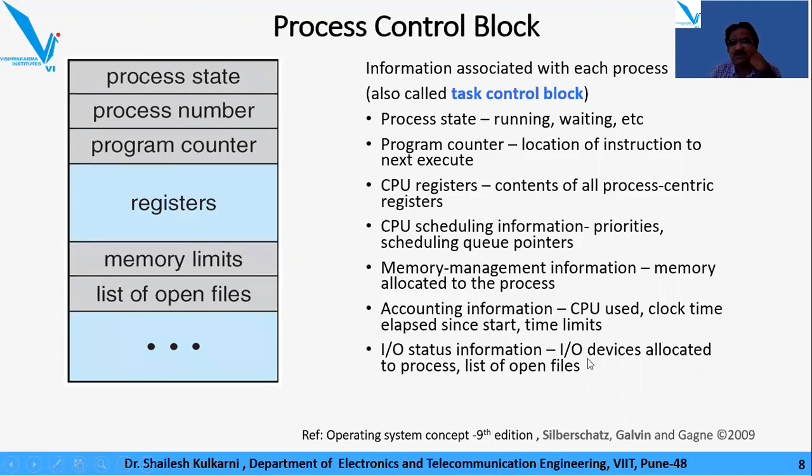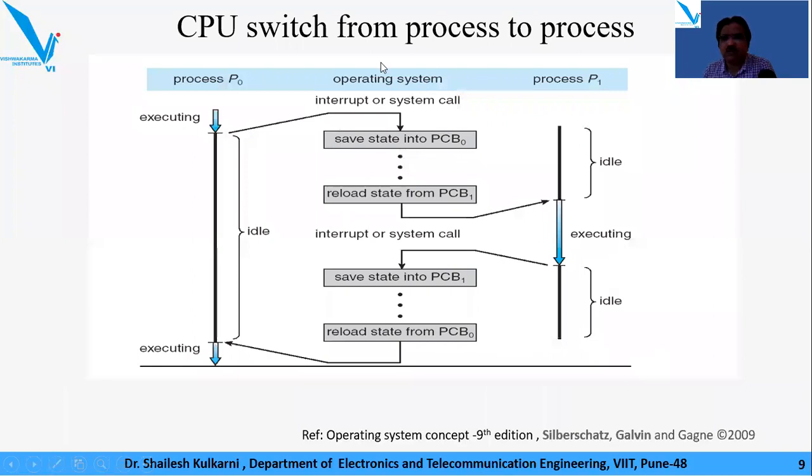Okay. Then IO status information, IO device allocations and all that is also there as a part of it. So this process control block happens to be one of the entities which is taken by the scheduler in order to migrate the process from one state to another and continue the process execution. This is what we have seen last time.